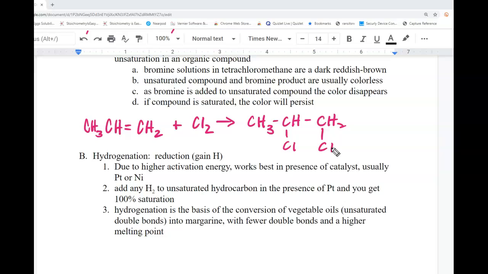That's what we're talking about for halogenation. So when we get started talking about, well, what about hydrogenation? Hydrogenation, in other words, is the addition of hydrogen.